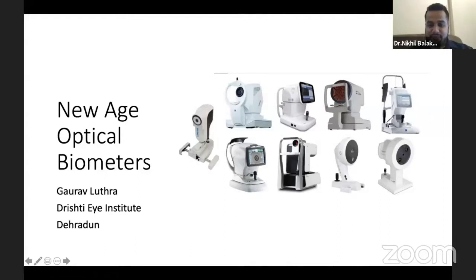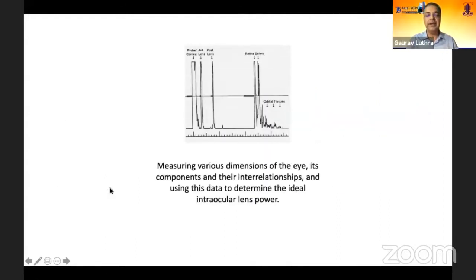Yes. Okay. So I think biometry has come a long way, and we started off by trying to predict IOL power by measuring various dimensions of the eye and their interrelationships. There were times when we used to do contact ultrasound, and Dr. Nitin will probably relate to what I'm saying. We only used to have one type of A scan, the Humphrey A scan, which all of us had, and we did our measurements, and then gradually we moved on to immersion and everything else.